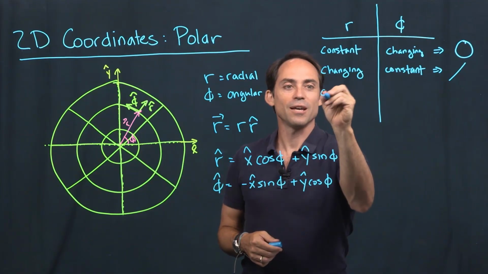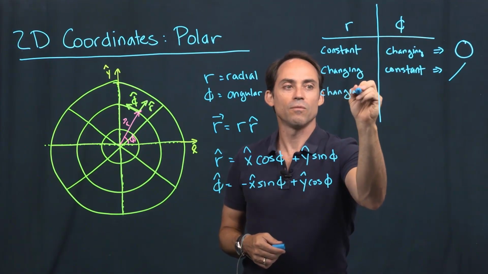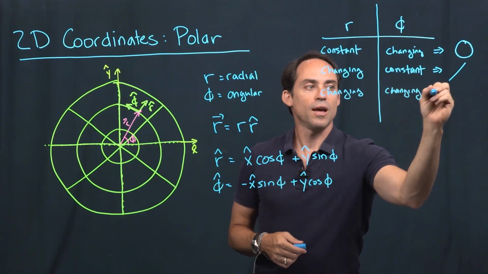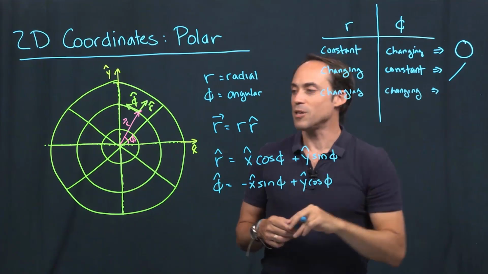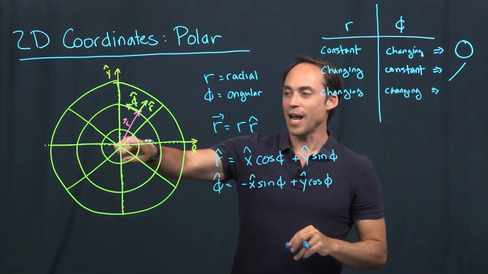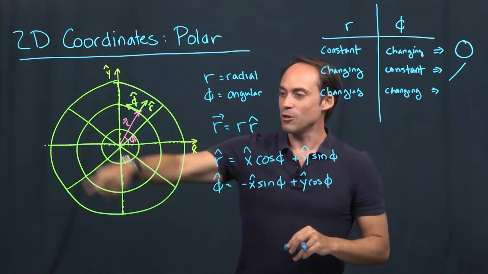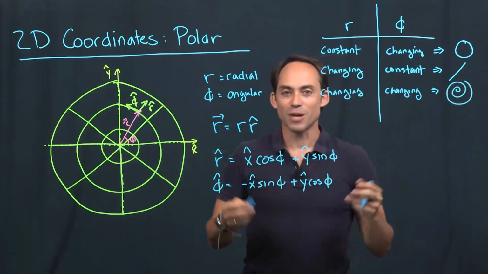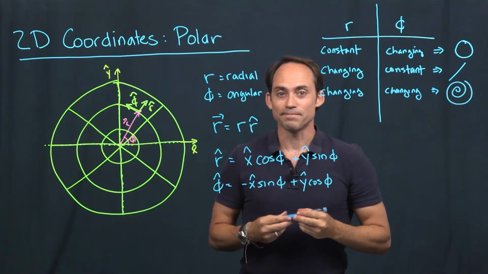You can also have the case where r is changing and phi is changing. And that's probably the most interesting case, because if you're increasing r and increasing phi at the same time, you're winding yourself outward. This is spiral motion, and there are some cases in physics where we look at spiral motion.